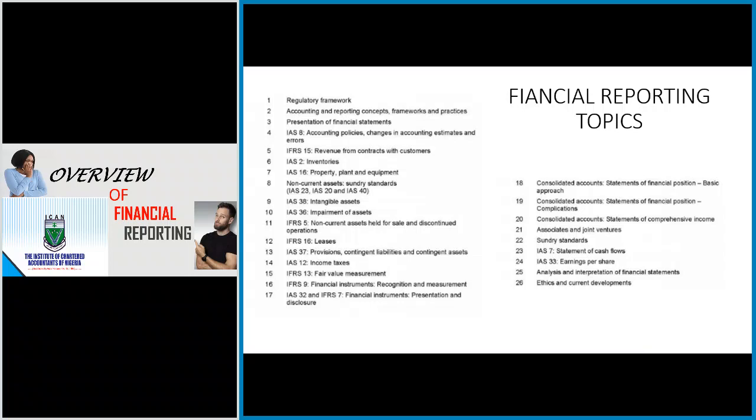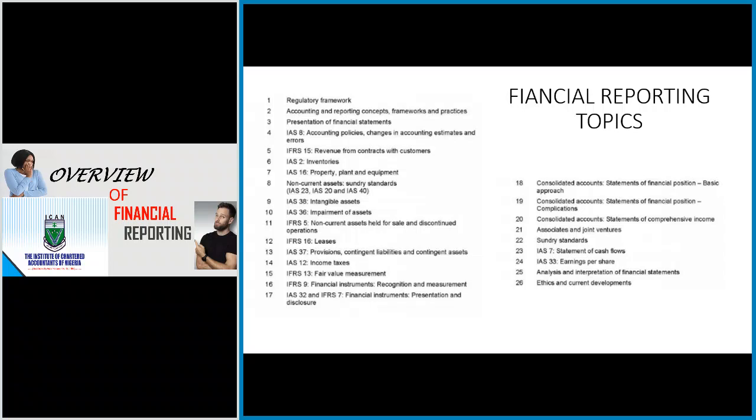Then we move on to the next topic, which is the ninth topic. Then we'll be talking about IAS 38, intangible assets. Not every asset is tangible, some are intangible, like goodwill. We cannot see them, we cannot touch them, but yet they exist. So there are many more we will look at in detail as we continue in this overview.